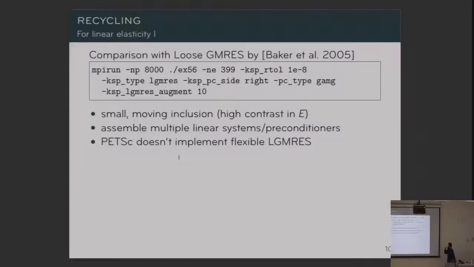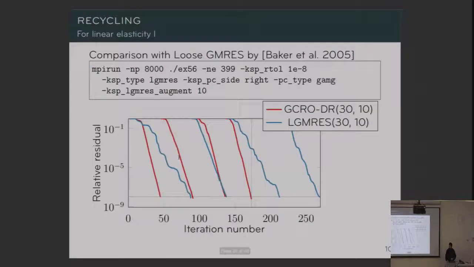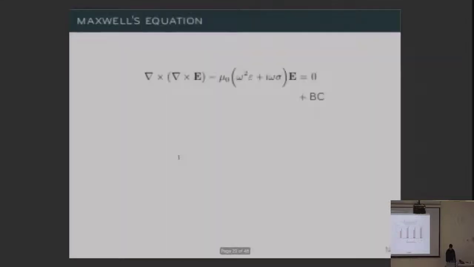And this one is a comparison with another technique in PETSc which does recycling, but only inside the cycle of your GMRES. So it's the loose GMRES. And so it's example 56. So this is the elasticity equation. And once again, you can see that you are doing much fewer iterations if you turn on the recycling within the sequence of solves. Okay.